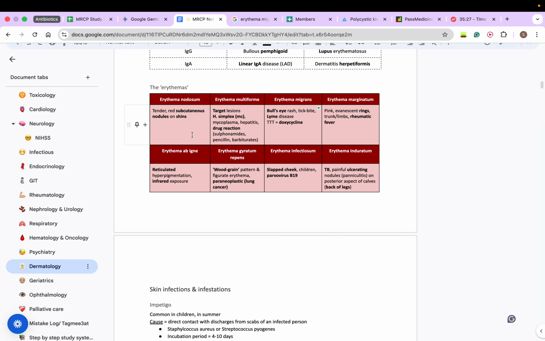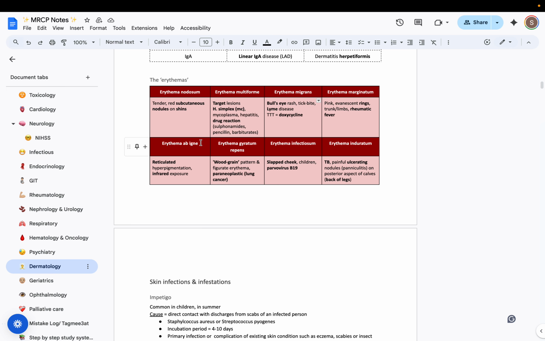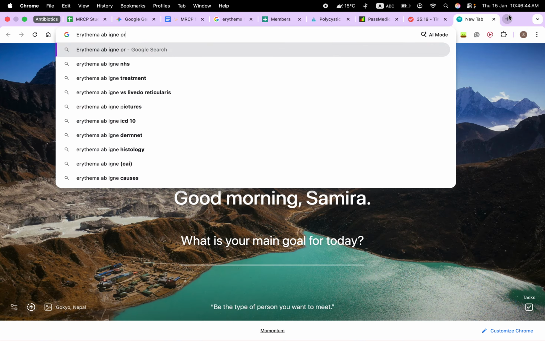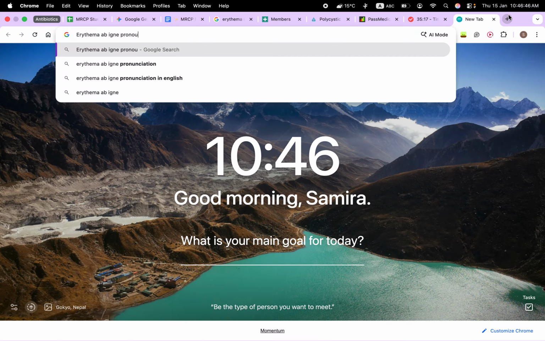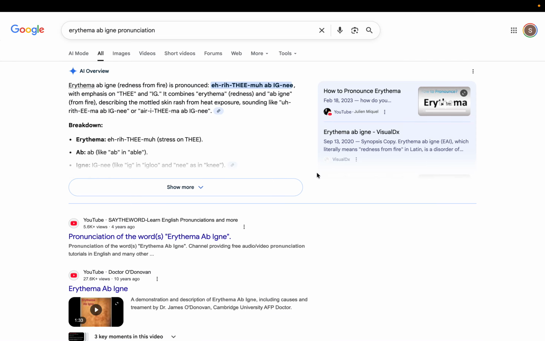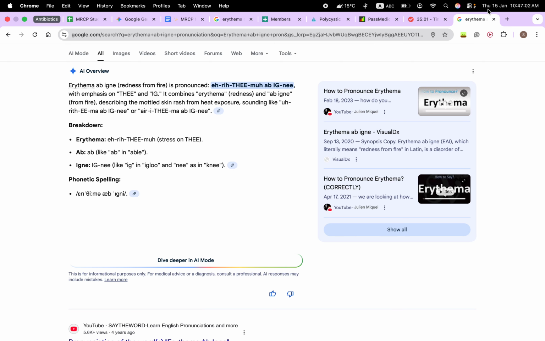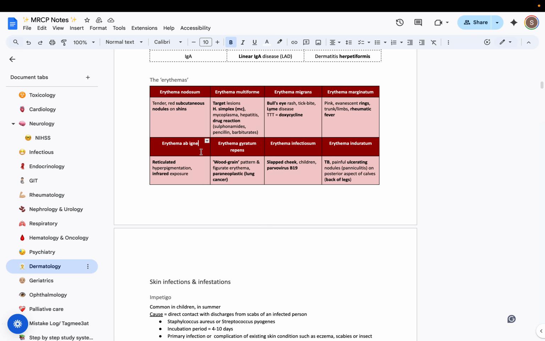Now let's look at the rest. So we have erythema ab... I don't know how to pronounce that. Let's see. Pronunciation. Erythema ab igni. Okay, igni. So erythema ab igni.